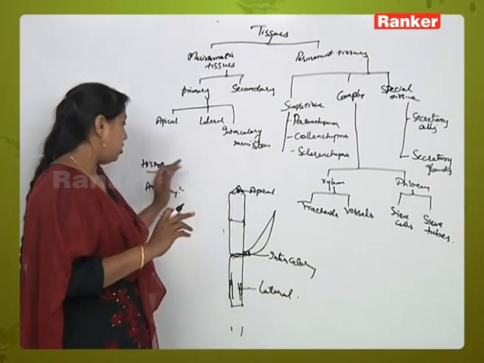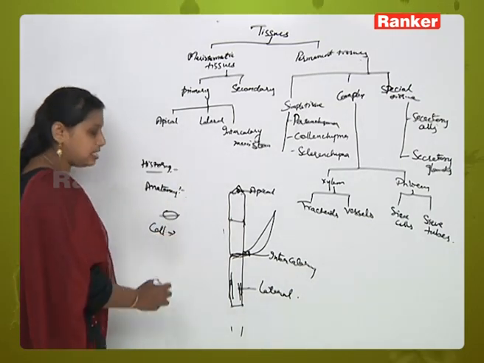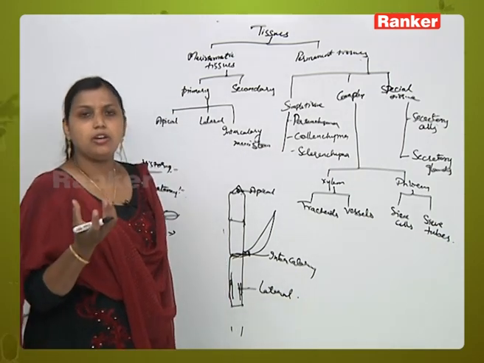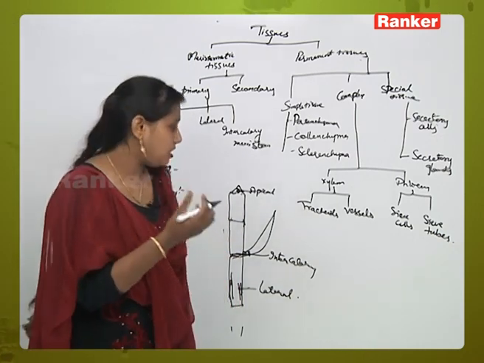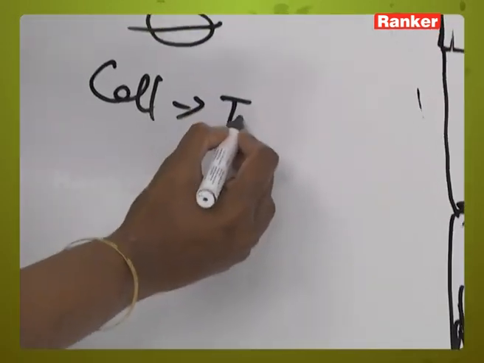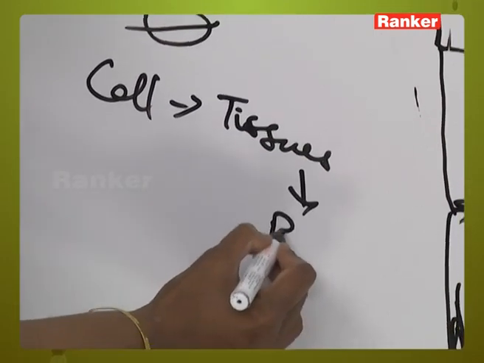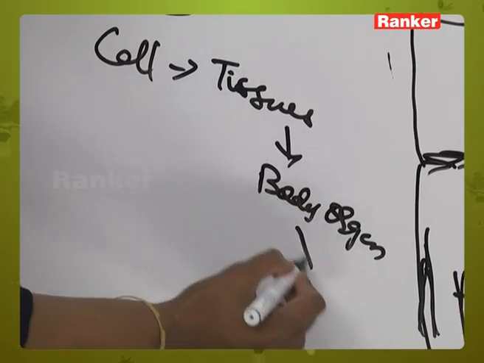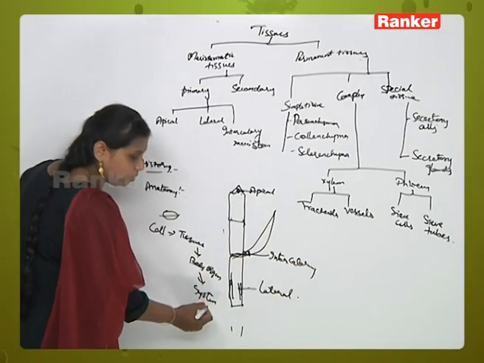Now, before going into all this, we all know the cell. What is a cell? A cell is considered the basic structural and functional unit of a body or an organism. A body is made up of groups of cells, and groups of cells make tissues, and tissues make body organs or plant organs, and all these organs together make a system or the total plant body.